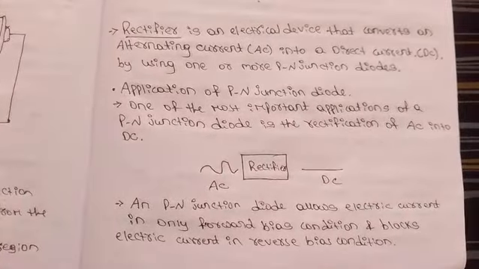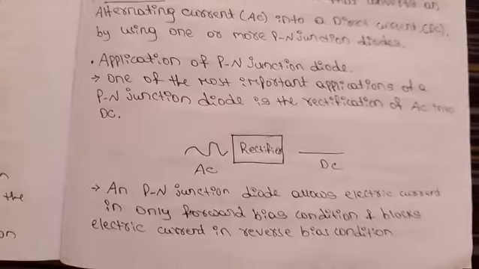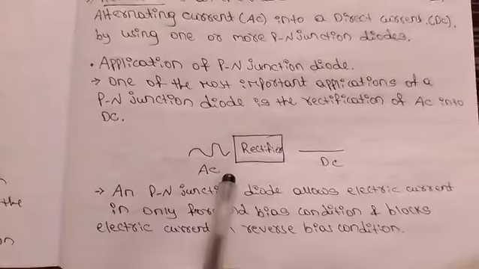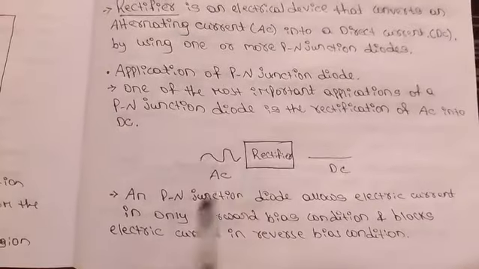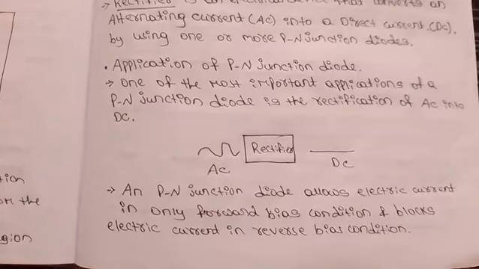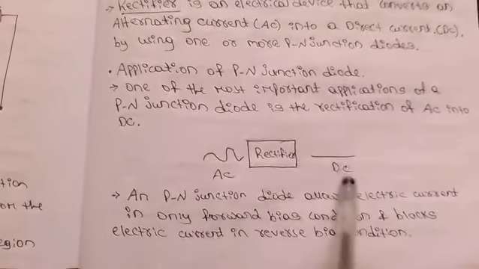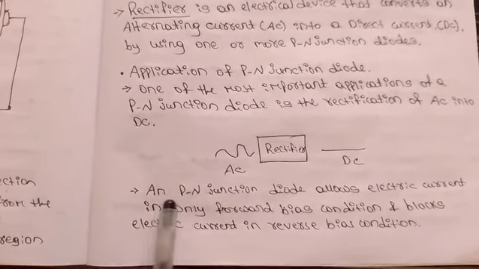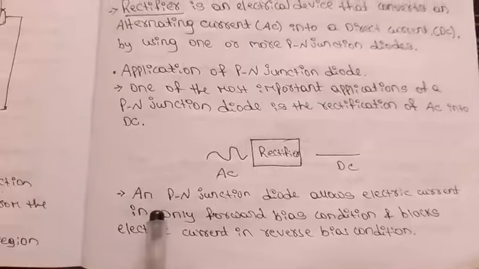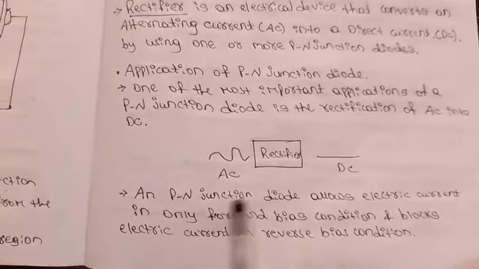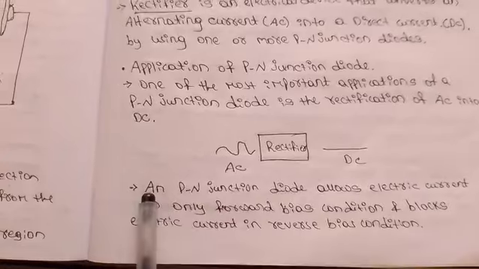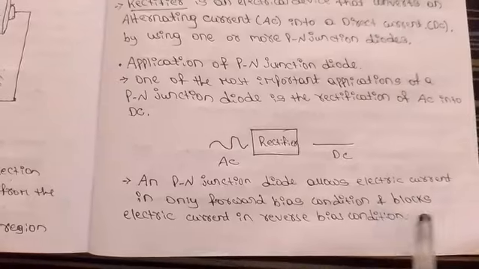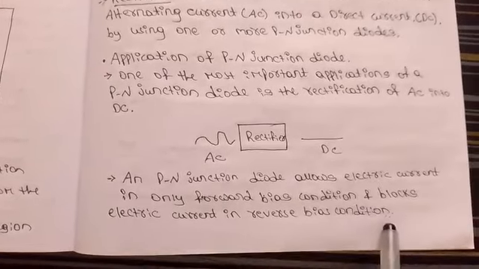We have learned about forward and reverse bias. In this rectifier, for the rectification purpose, we are using the PN junction diode to convert AC to DC. Here we have only one diode in this rectifier. It will convert AC to DC, but one more thing is, a PN junction diode allows electric current only in forward bias condition and blocks electric current in reverse bias.